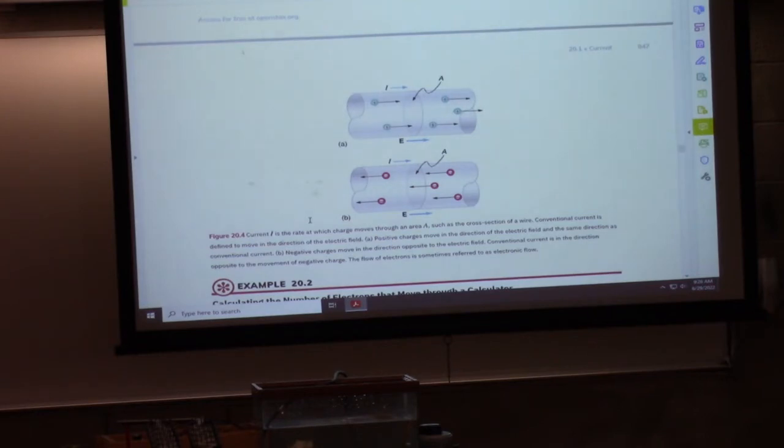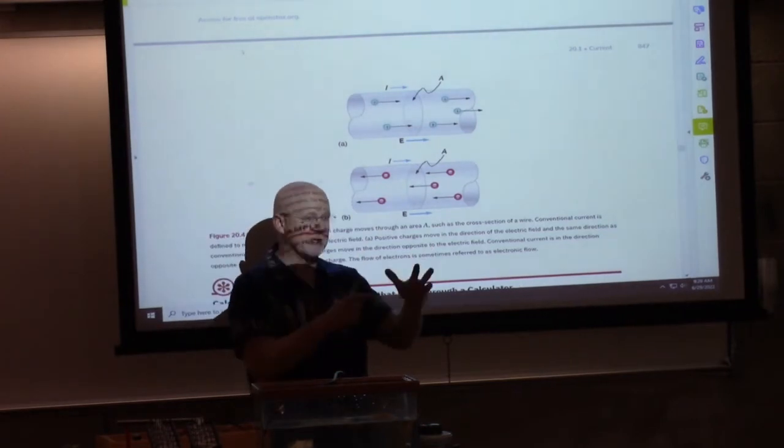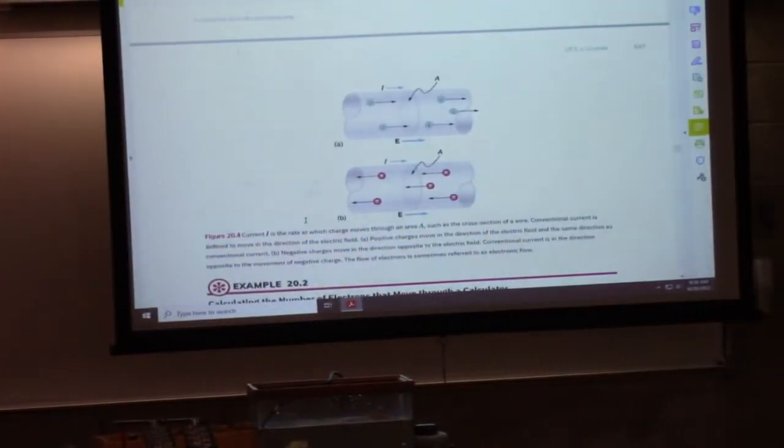Sadly, we mostly are working with negatives. If I'm working with negatives, I would have how much did it change with a negative in front, and that would tell me that the current is opposite to the movement of the charges. So if negatives move, we would say the current's opposite to the direction they move. If positives move, then the current's in the same direction. So that's the picture here of all that.